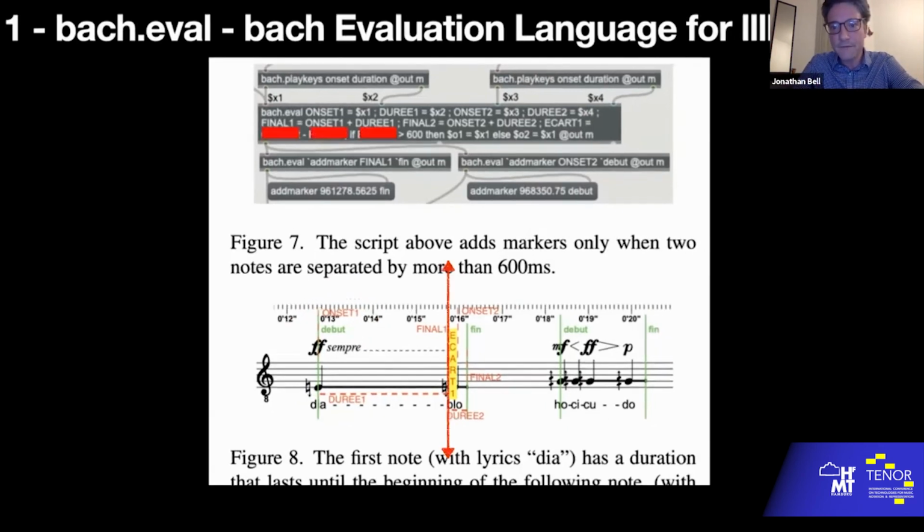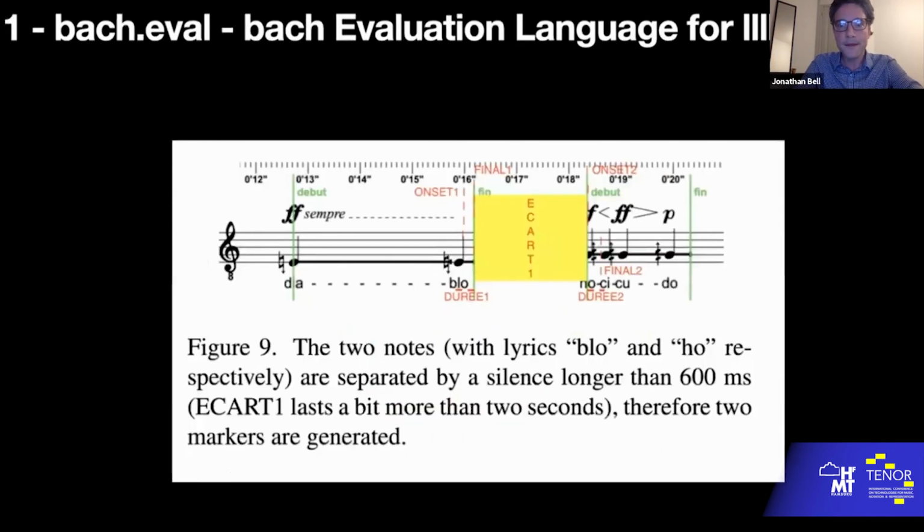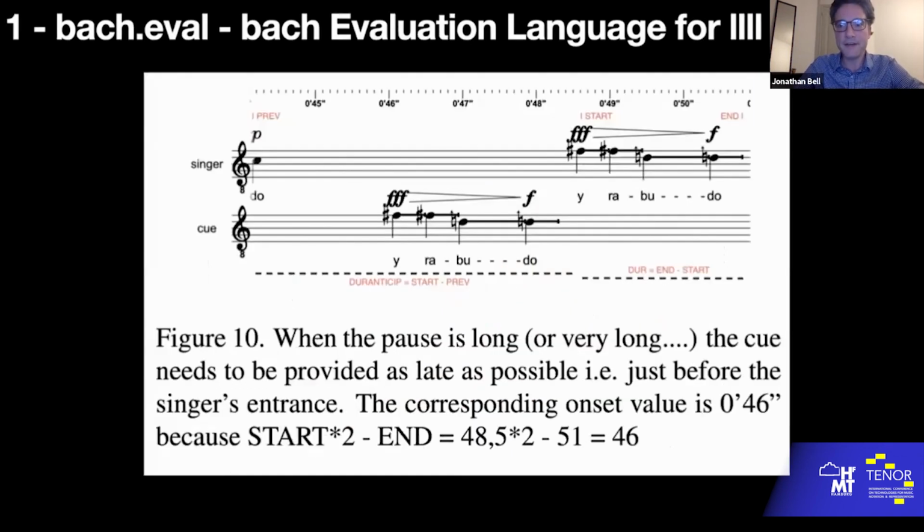From which I get final 1, the end of the note. So here, for instance, the name écart 1, distance 1, is displayed in yellow as small because the difference between onset 2 and final 1 is small. Here, on the contrary, the distance is larger. However, still too short to sneak in a cue for the singer. Here, there's plenty of time.